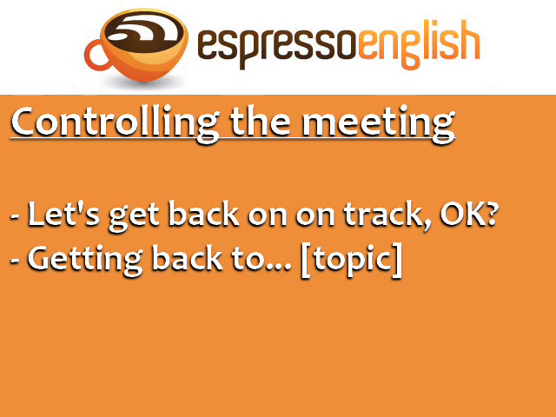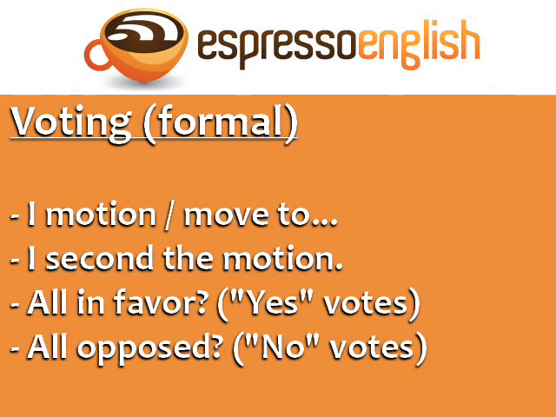Voting. If the meeting uses a formal system of voting, then these phrases will probably be used. When someone wants to make an official proposal for an action, he or she will say, I motion to, or I move to. For example, I motion to hire a new secretary. Then, if someone else agrees with this idea, he or she will say, I second the motion. After that, everyone in the meeting can vote on the idea.